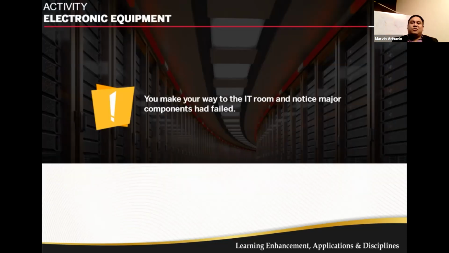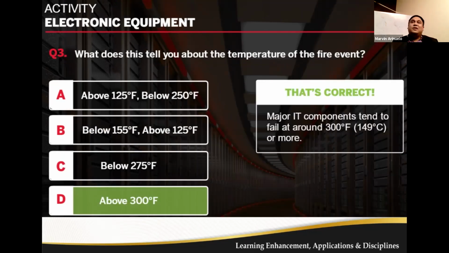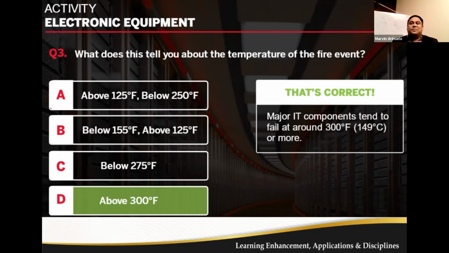You make your way to the IT room and notice major components have failed. What does this tell you about the temperature of the fire event? Okay, we discussed it earlier. Major IT components will fail at which temperature? The maximum one, no, 300 degrees or 149 degrees. I think you were outside when we were discussing that, but it is on page 8-61 of our fire protection handbook also.